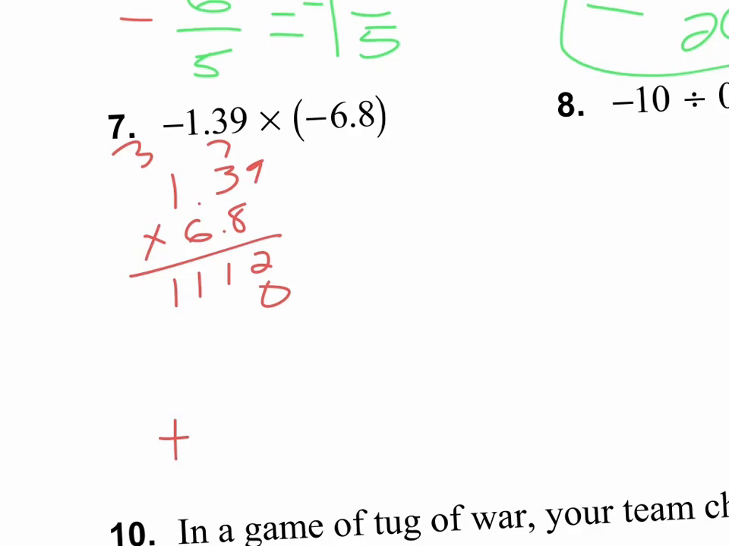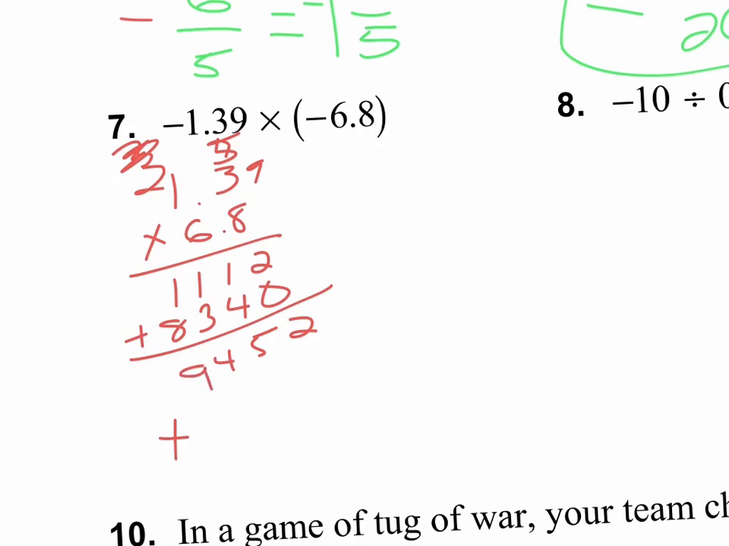Okay, add a 0. 6 times 9 is 54, carry the 5. 6 times 3 is 18. 18 plus 5 is 23. Carry the 2. 6 times 1 is 6. Plus 2 is 8. So 8. And then we add them. So I get 2, 5, 4, 9.